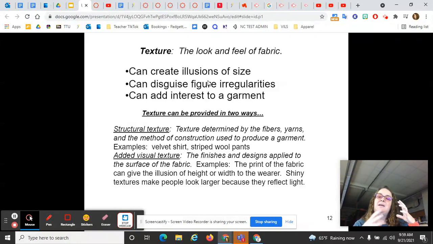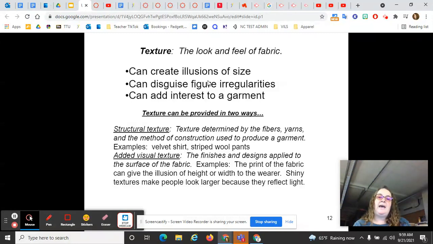But if that same hoodie, same pattern, was created out of a jersey, which is like a t-shirt material, then that structural texture is going to be much softer.